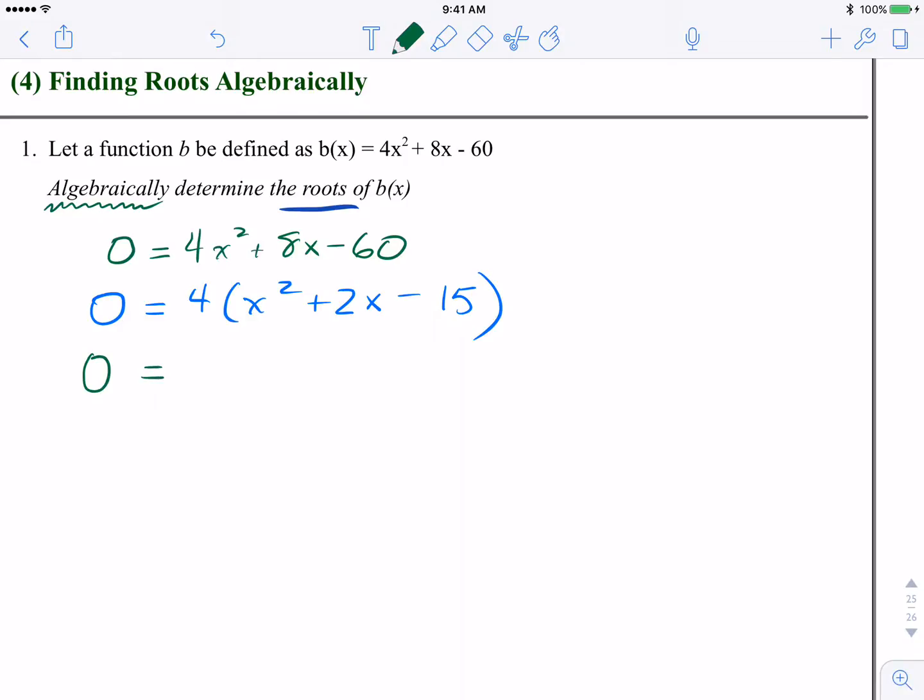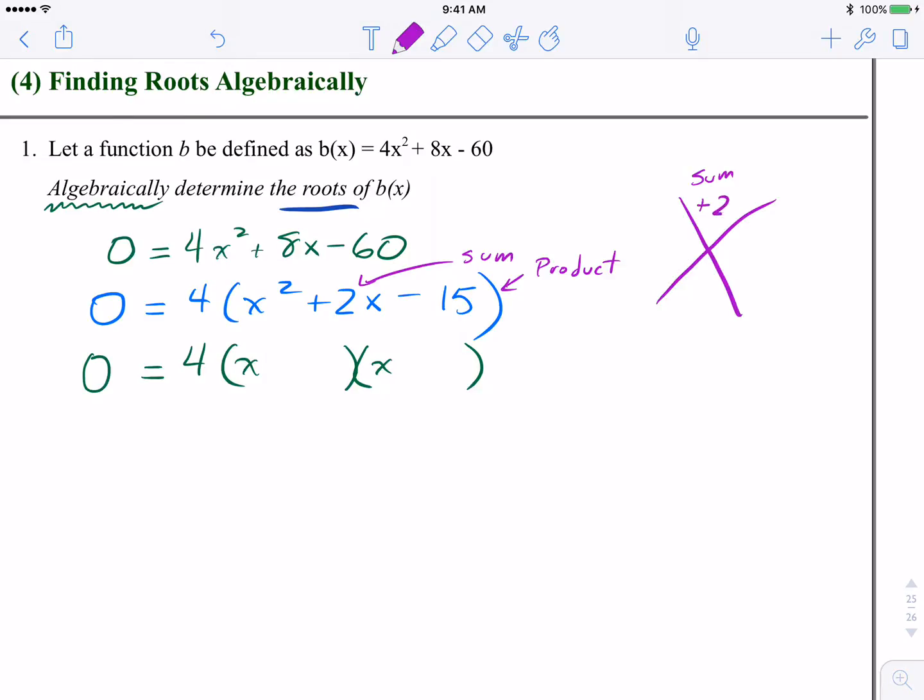Now, I can try to factor this trinomial where a is 1. So I'm just going to start each bubble with x. And now I'm going to apply my sum product rule, which is obviously a little bit easier than our eyeglass technique. Our sum product rule is referring to the b and c values. I want to find two numbers that have a sum of, in this case, positive 2, and at the same time, those two numbers have to have a product of negative 15.